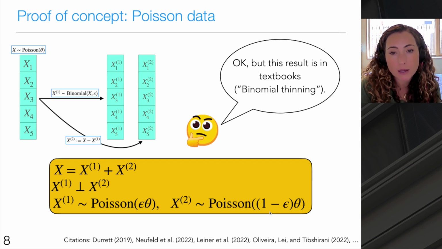But if you're a skeptic, you'll know, of course, that this is a very old result that's been in textbooks for many years. And so there's nothing new on this slide. Okay, so can we do this for a distribution that's not Poisson?